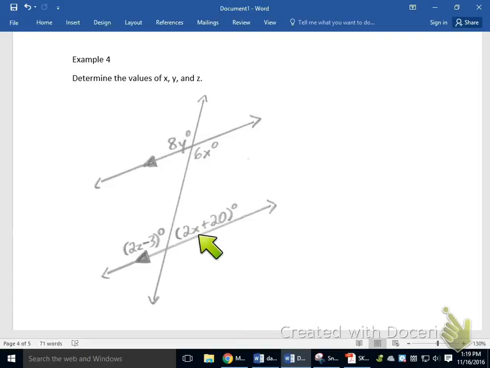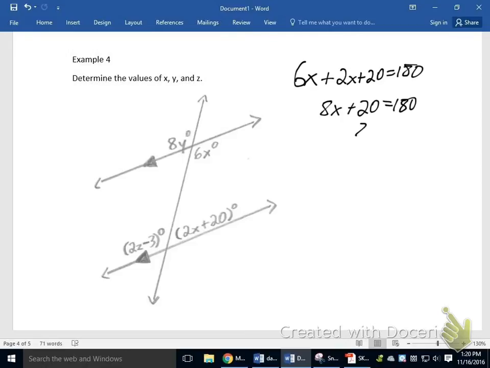6x and 2x plus 20 are interior angles because they're between our two parallel lines. Also, they are consecutive interior angles because they're on the same side of the transversal. And if you'll recall, you might need to study up, consecutive interior angles are supplementary, so they add to 180 degrees. So I can set it up like this, that 6x plus 2x plus 20 is equal to 180 degrees. Combining like terms, subtracting 20 from both sides, and dividing by 8, x equals 20.